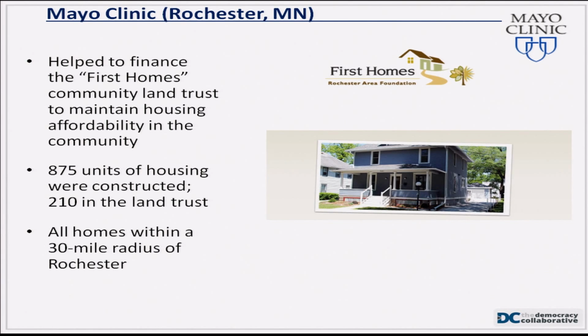But what makes them a very special example is that they didn't want this just for their employees. They said, oh, well, clearly this is a problem for the community as a whole. So how can we build in affordability that everybody can access? And they were the principal investor. They gave $7 million to a community land trust, the First Homes Community Land Trust, working with the Rochester Area Foundation, which is a community foundation in Rochester, and empowering them to create this land trust, as well as other affordable housing units. At the end of the project, there were 875 affordable housing units. There were also rental units in that. 210 of those were in the land trust. So as you see, the land trust was one component of a multifaceted approach to affordability in Rochester.